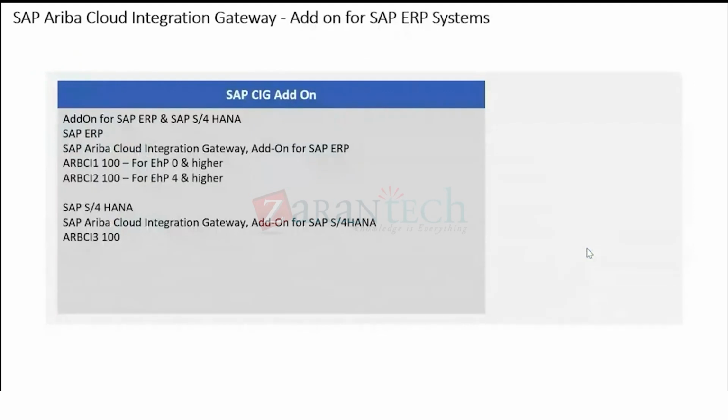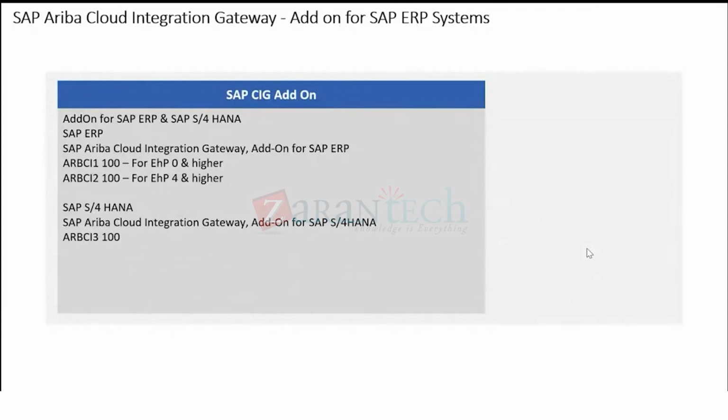These are some of the basic add-ons that you need to have for this CIG implementation, and these add-ons are provided as a part of the standard out-of-the-box integration, and you have to implement or install these add-ons on your respective ERP system.